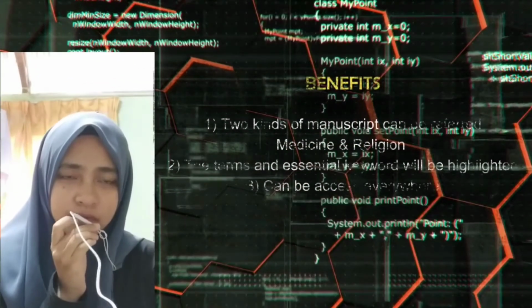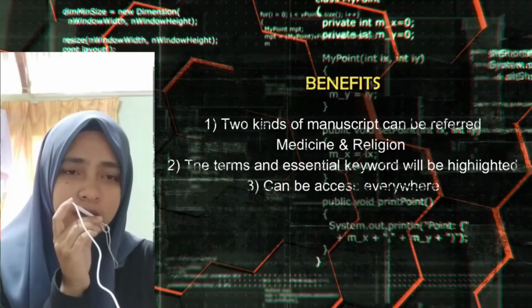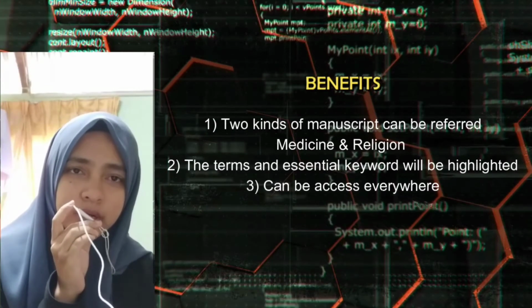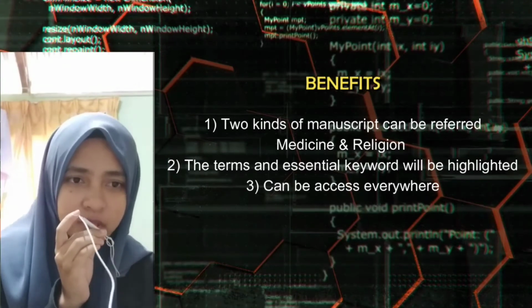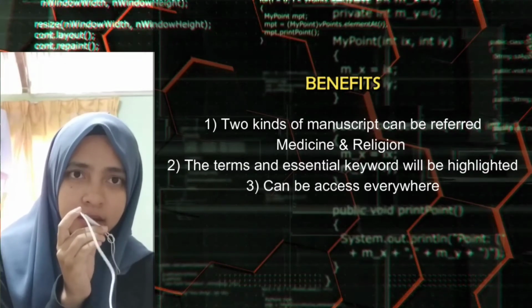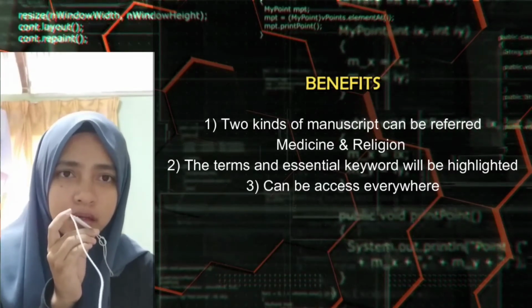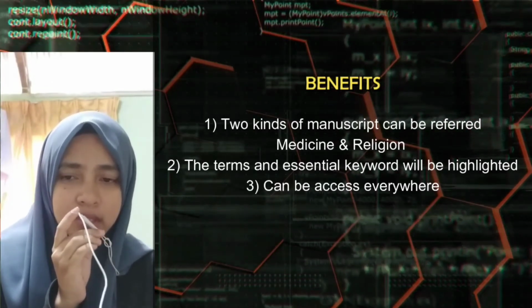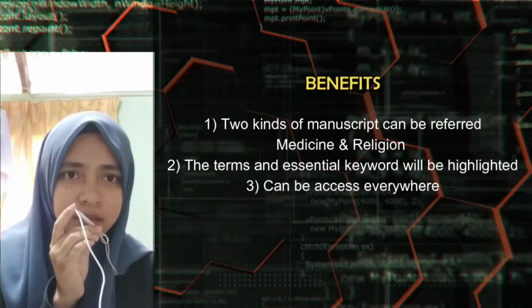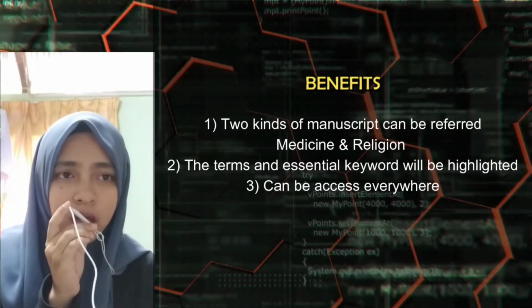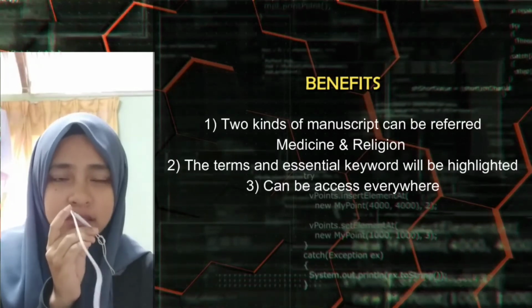Okay, there are several benefits in developing the database. The first one is we include two kinds of manuscript that can be referred to, which are medicine and religion, around 20 books in medicine and 10 in religions. The second one is we also highlighted the terms and essential keywords that we found in the manuscript that cannot be read and understood by the readers.